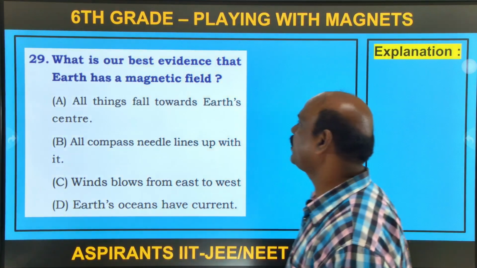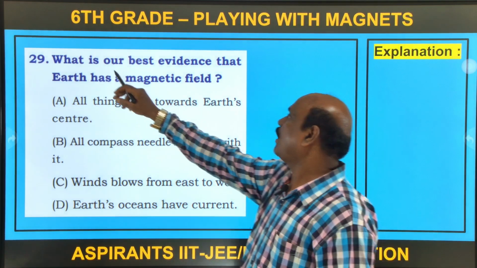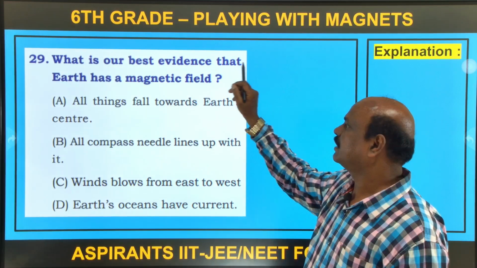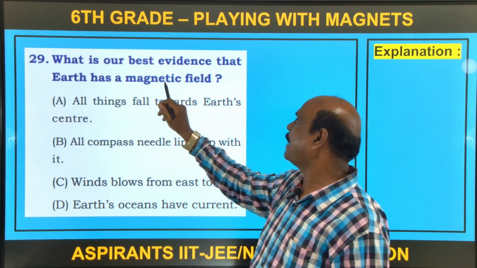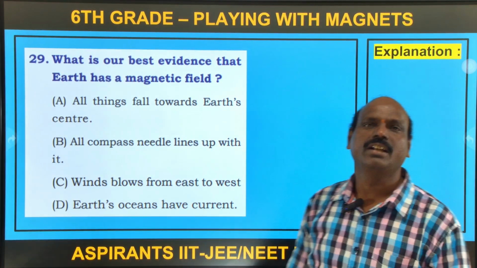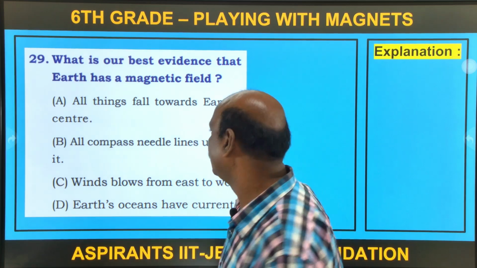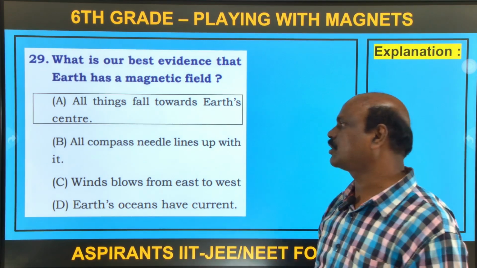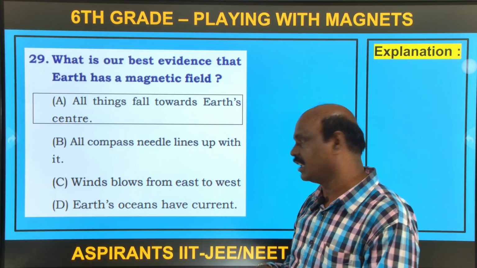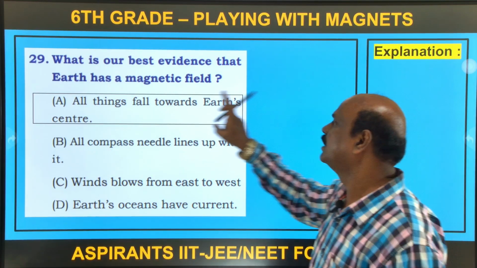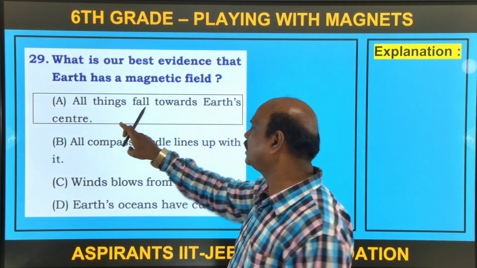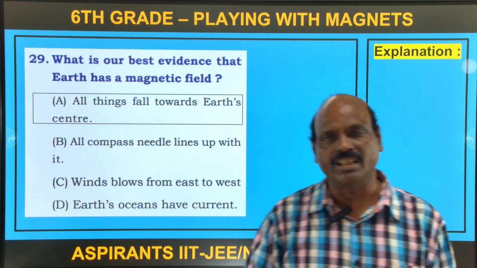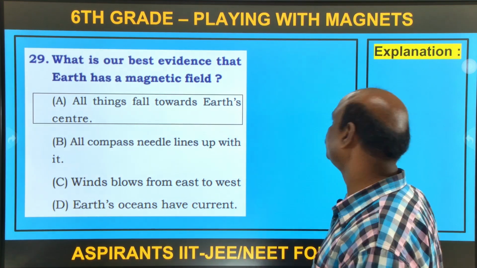Let us go for the next question, 29. What is our best evidence that Earth has a magnetic field? To show that Earth has a magnetic field, what is our best evidence? If you observe that all the objects are falling to the Earth's center, Earth is attracting all the objects. So all things fall towards the Earth, hence we can say that Earth is a magnet.